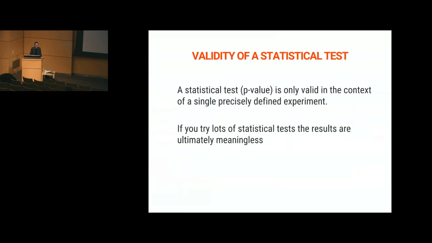Okay, so let's say we designed the experiment and we have a statistical test and we got a p-value. A p-value is only valid in the context of a single precisely defined experiment. If you try many, many tests, which is the problem of multiple testing or multiple comparisons, then the more you look, the more you find. So this is a well-defined problem in statistics. You have to correct for the fact that you performed many tests to take into account that some of the significant results that you found might be a result of randomness.